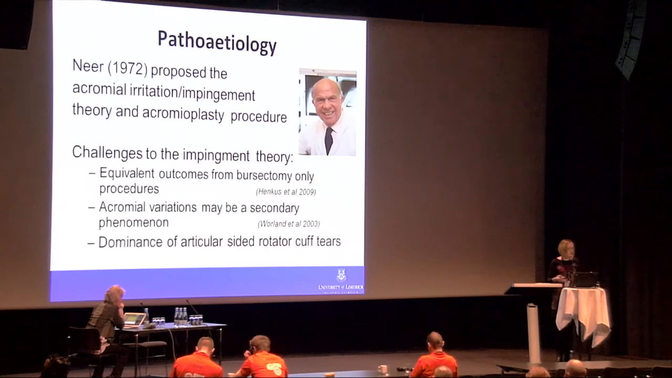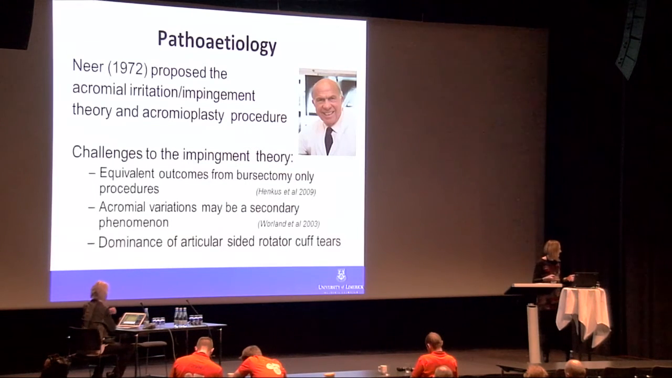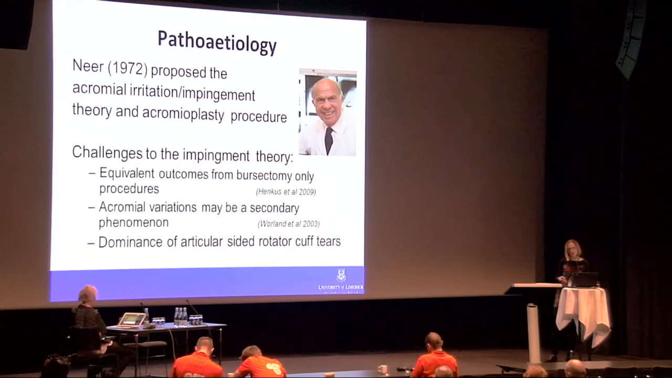We know that when we look at where the tears occur in the rotator cuff, they're predominantly on the joint side, the inferior side of the tendons. And if this acromial irritation theory were to hold water, you would think that most of the damage to the tendon would be on the superior surface. So there's evidence to suggest that we need a more sophisticated model to try and explain why this particular type of shoulder pain might be occurring.